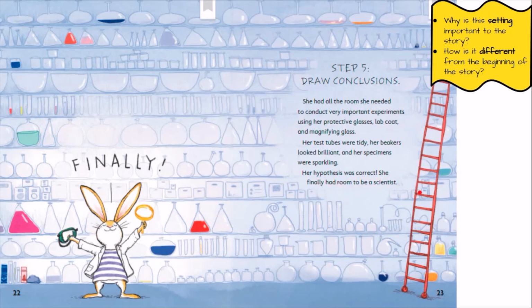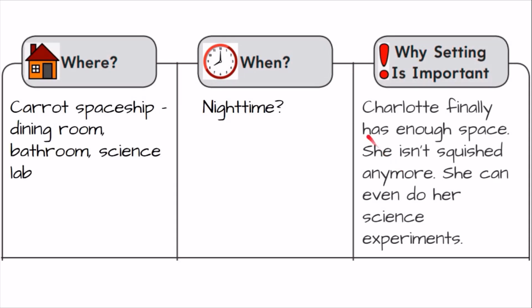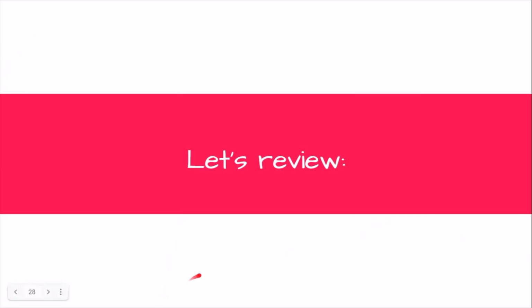So this is different because, yes, she can now be a scientist. She has enough space. So let's add that to our chart. Charlotte finally has enough space in her carrot spaceship. She isn't squished anymore. She has space at the table, in the dining room, in the bathroom, the tub and toilet, and a science lab. She can even do her science experiments. And again, maybe it's happening at nighttime. We can't be too sure, and that's okay.